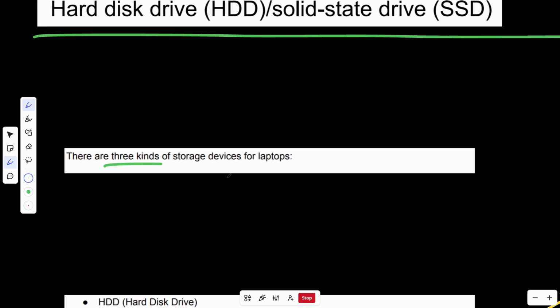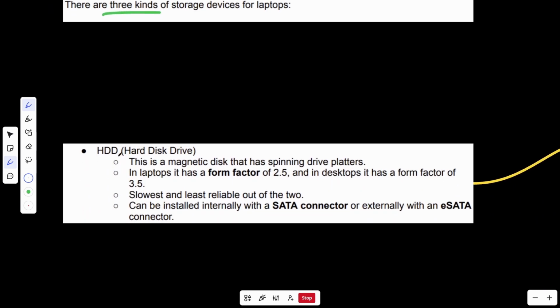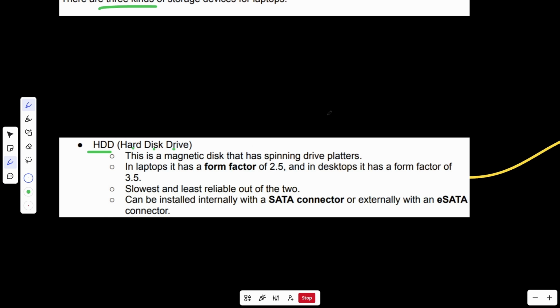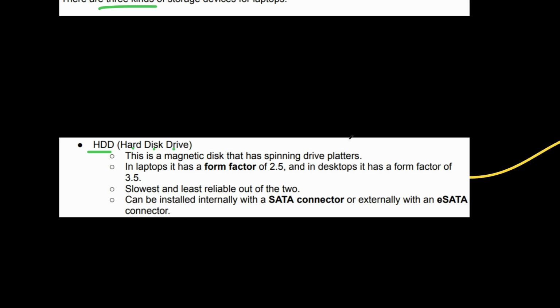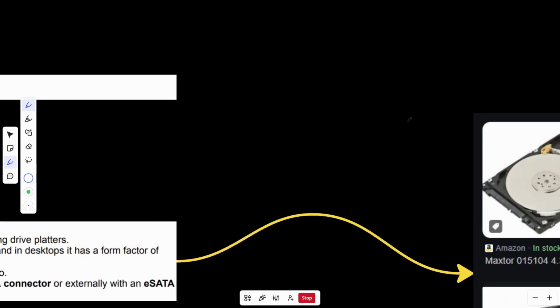So for your exam, you need to know about 3 kinds of storage devices for your laptops, or really in general. The first one is HDD, or hard disk drive. Now, this is a magnetic disk that has spinning drive platters. So the key thing there is it's physical. It's physically moving. It has components that move physically, okay? And it looks like this.